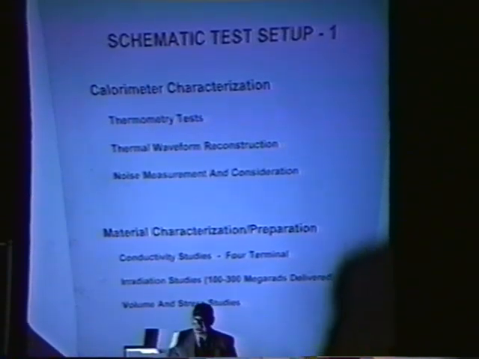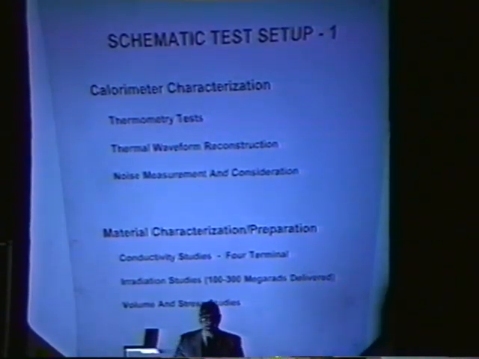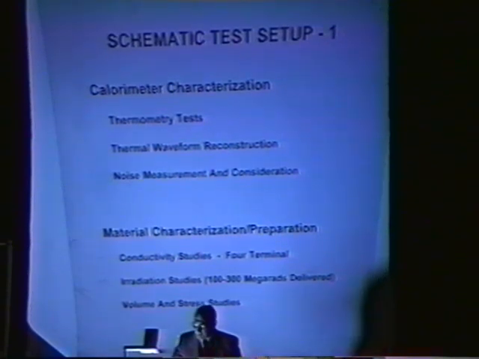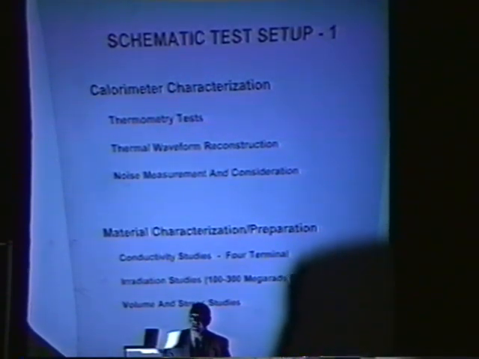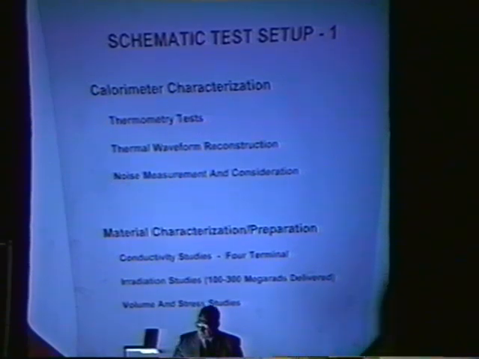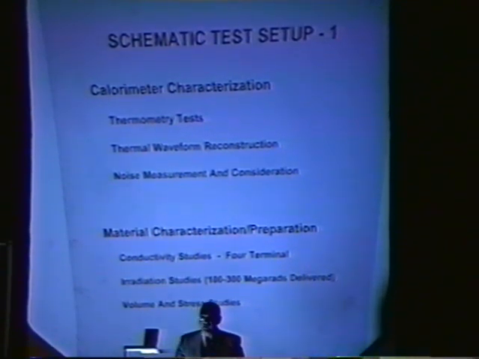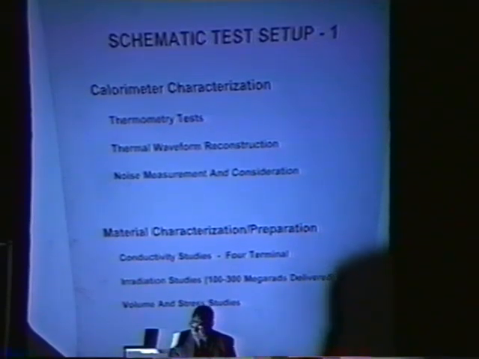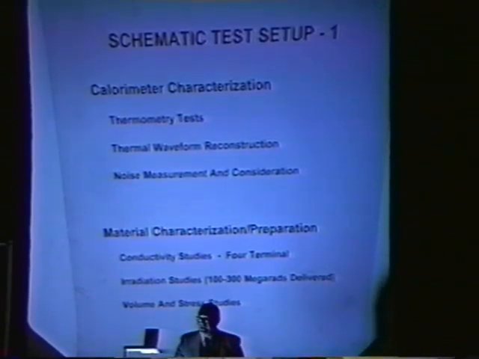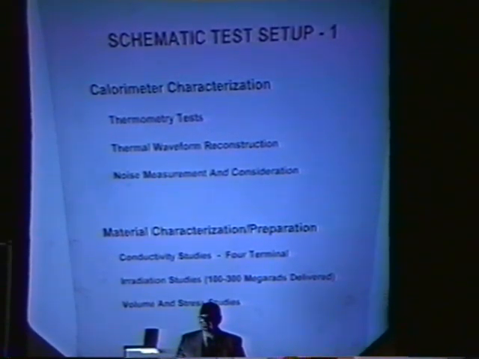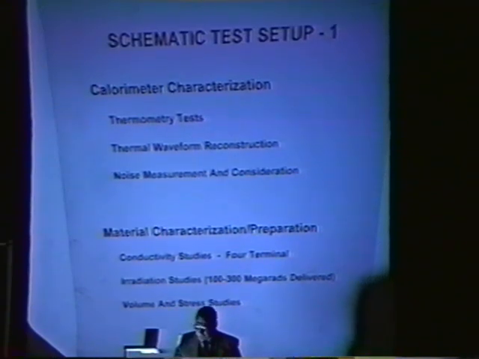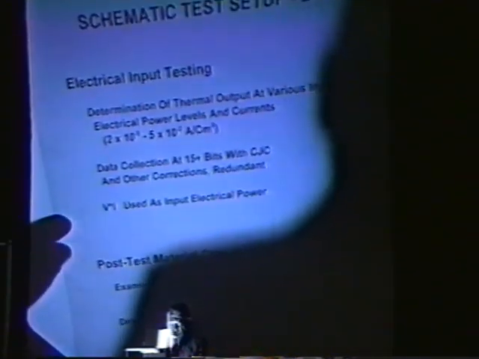In our experimental setups, we began by investigating several types of thermometry. I'll go over that shortly. In order to test the calorimetry, we do thermal waveform reconstruction, where we put in the ohmic control a square wave, and we want to make sure with our calorimetry that we are then able to derive an identical signal. Various other studies were done on the electrodes following driving them in the cell, including conductivity studies and testing for residual radioactivity.